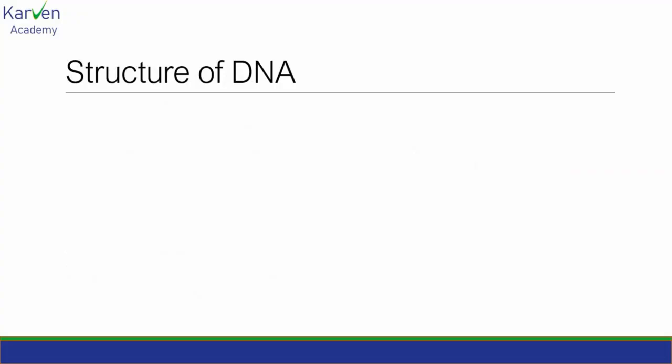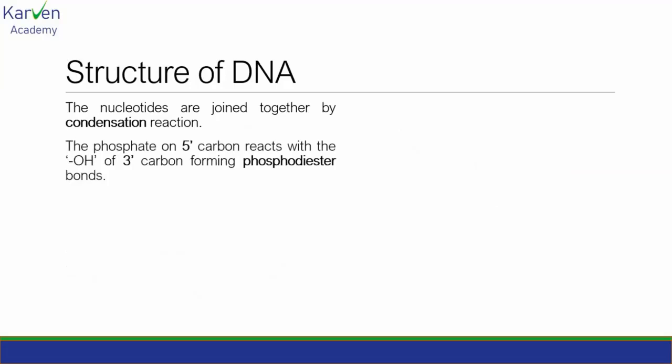DNA's nucleotides are bonded by condensation reactions. The nucleotides are joined together by condensation reaction to make DNA, and the way they do this is that the phosphate on the 5' carbon reacts with the hydroxyl of the 3' carbon, forming a phosphodiester bond. The formation of this phosphodiester bond is catalyzed by the enzyme DNA polymerase.